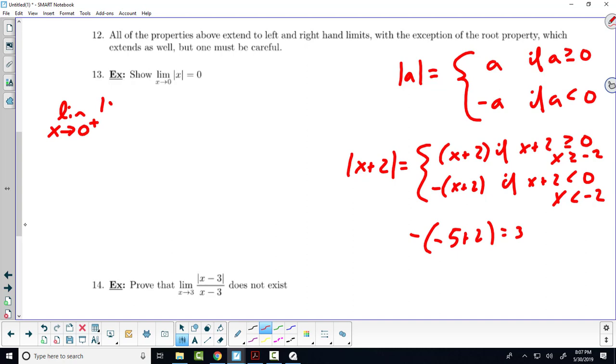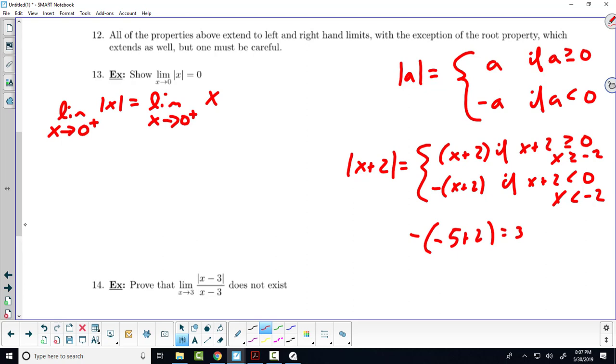Of the absolute value of x. Now, what types of numbers am I plugging in for x? Only positive numbers, right? So now there's no ambiguity. Even though I don't know what x is, I know that it's positive, so I know how to take its absolute value. How do you take the absolute value of a positive number? Everyone say, leave it alone. Leave it alone. Very good. The limit as x approaches 0 from the right is just x, right?